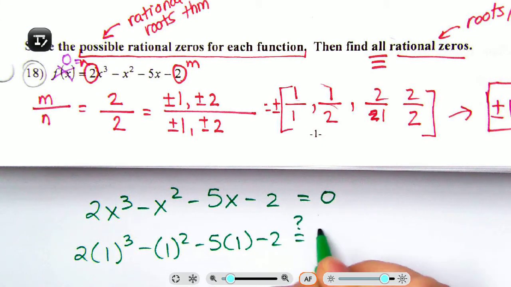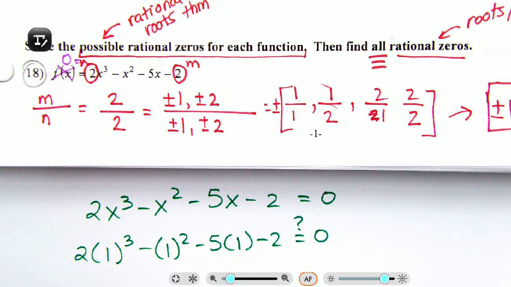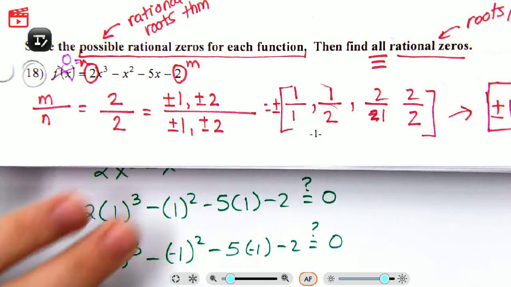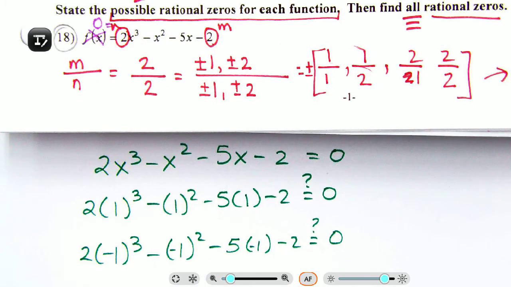I'm going to check if it's equal to 0. Then I'm going to plug in negative 1. And I'm going to do that for all of them. Now, another way that you can do this, instead of plugging in every single number, is once you find one, you can use synthetic division to find out what your other factors are. And so that way you can see which ones.